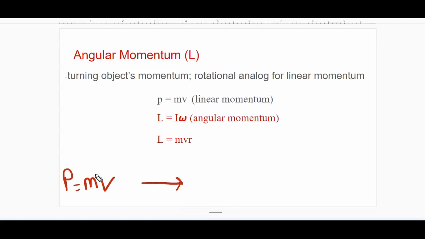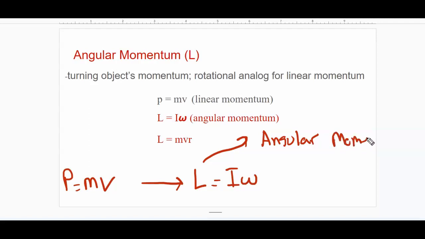Okay, and so instead of mass, we learned in the last video that the rotational version of mass is I, where I is the moment of inertia. And then we learned in unit 5a that instead of v, the rotational version of linear velocity is angular velocity. If you multiply those two things together, you get what we call angular momentum, and that has a capital L. I don't know why, but the symbol for angular momentum is a capital L. And again, I don't know why that is.